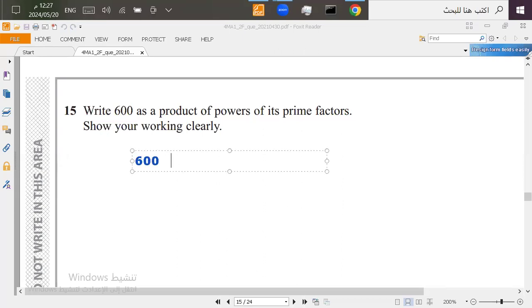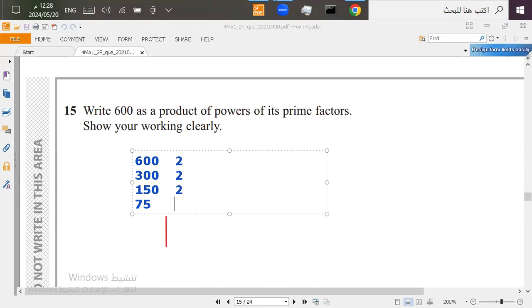okay, divide it by 2, like this. Let's put a fraction line. So 600 divide 2 is going to be 300, and then divide 2 is going to be 150. And then can we divide by 2? Yes. So it's going to be 75. 75 can't be divided by 2. It means we have to divide it by 3.